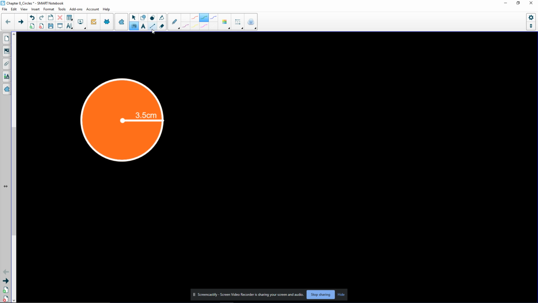Okay, we'll do another example here. We've got a circle and it says find the circumference of this circle. And we'll again write our first step, which is to write the formula. Circumference equals pi times diameter. We'll replace what we know. Circumference is equal to 3.14 times the diameter.